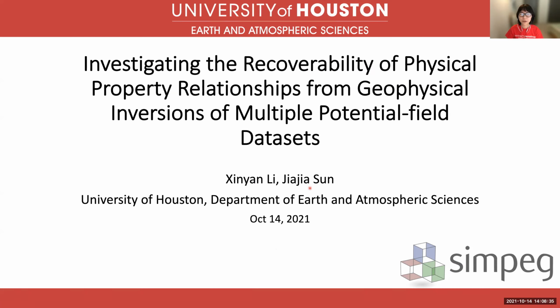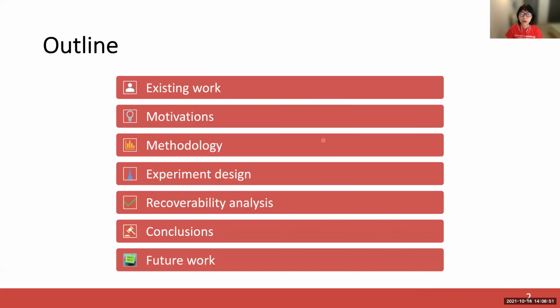So in this following presentation, I'll present our work where our research objective is to investigate the recoverability of physical property relationships from different geophysical inversions by using multiple potential field datasets, such as gravity and magnetic data. The outline of the following presentation is as follows. I will firstly go over the general workflow of implementing multiple potential field data, including the research questions, which then triggers our research motivations here. And then I'll briefly go over the inversion methodology and the design of the experiment. The core part will be the analysis of the recoverability. And lastly, we'll end up with conclusions and recommendations from our work, as well as a preview for our future work.